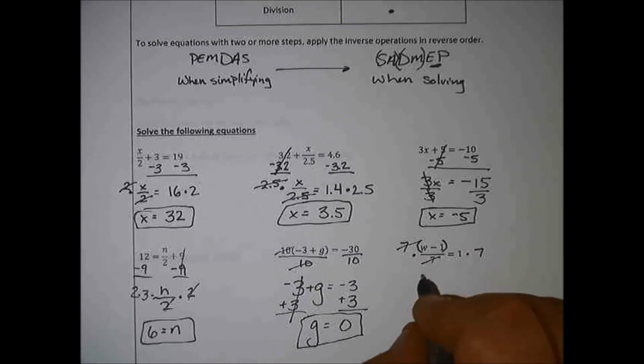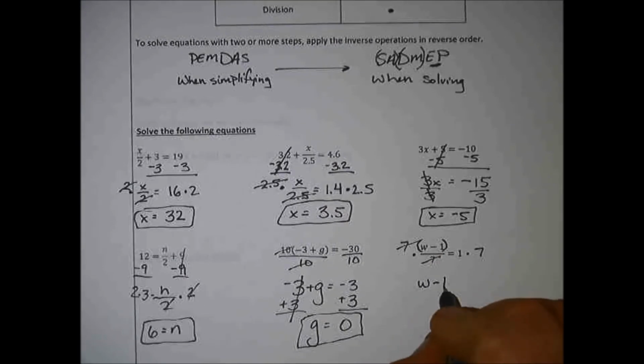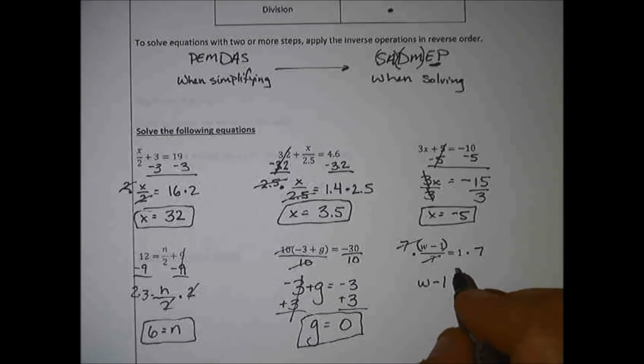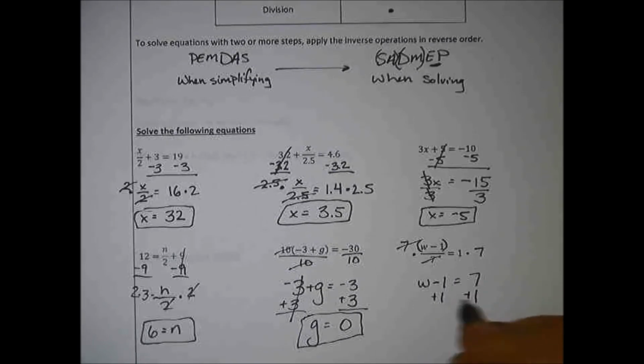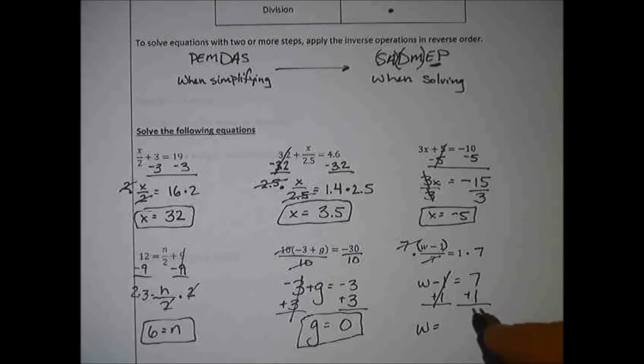Makes me feel powerful. Now, again, I don't need those parentheses because it's just W minus 1 equals 1 times 7 is 7. I'll add 1 to both sides to get rid of that minus 1. Bam, get rid of it. And W equals 8. All right, go ahead and turn the page.